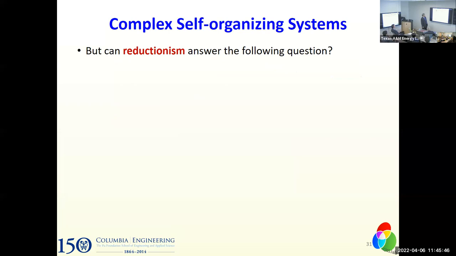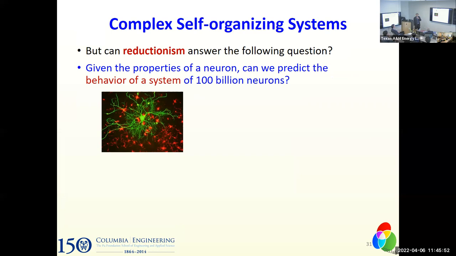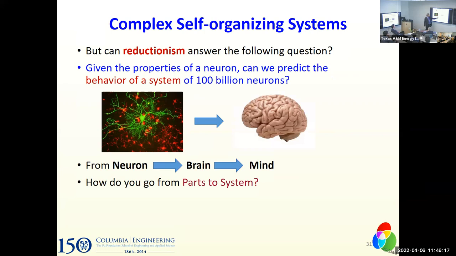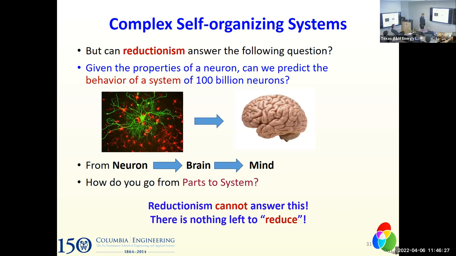If I give you the property of a single neuron, which we know very well, and a dozen Nobel Prizes have been awarded, an individual neuron is not self-aware, but you hook up 100 billion of them in a particular way, and that we are, it's about 80 billion we have inside our skull. Suddenly the whole thing is self-aware. How does that happen? How do you go from neuron to brain to mind? That is, how do you go from parts-level property to this system-level behavior? Now, reductionism cannot answer this because there's nothing left to reduce. You're not taking things apart anymore. You're actually putting things together. It's an entirely different way of thinking about this problem.